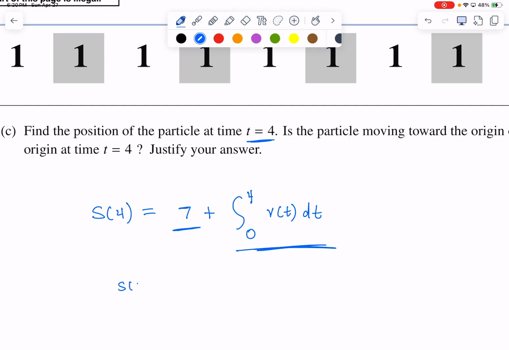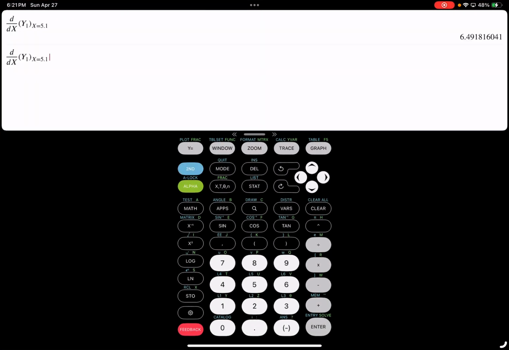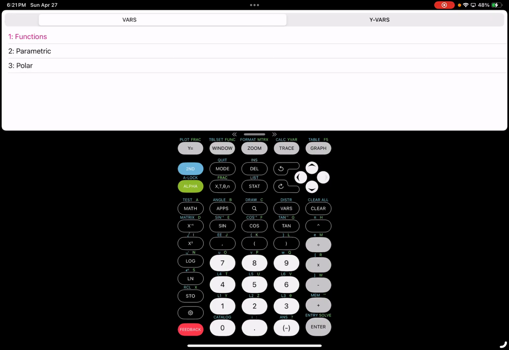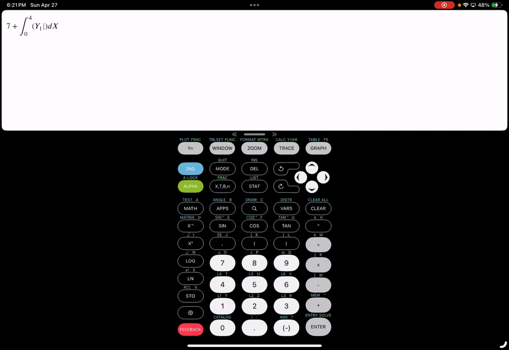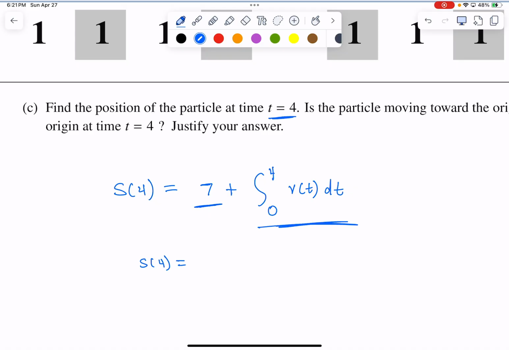Okay, so S of 4. I'm going to take my calculator out. We already have it typed into y equals. So I'm going to go to the home screen. On the calculator, I'm going to go start plus displacement. So I'm going to go 7 plus math 9 from 0 to 4. Vars, where did I put the velocity equation? y1 dx, hit enter, there it is. So make sure nobody texts. All right, what do we get? 6.712.